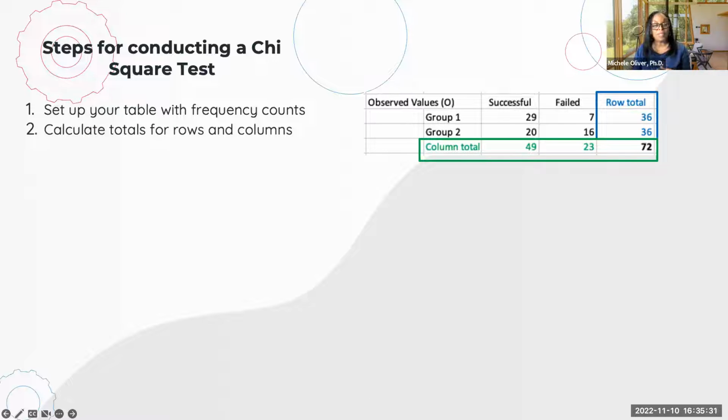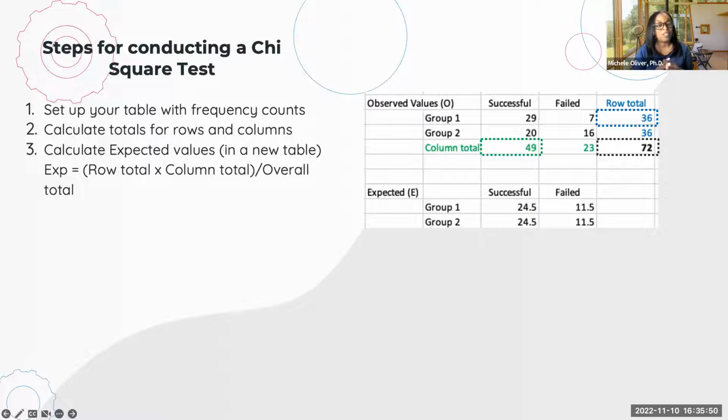The next step is you want to calculate the totals for the rows and the columns, right? Going across the rows, the row total is 36. The column total differs, right? Success and fail. So 49 are successful, 23 failed, right?